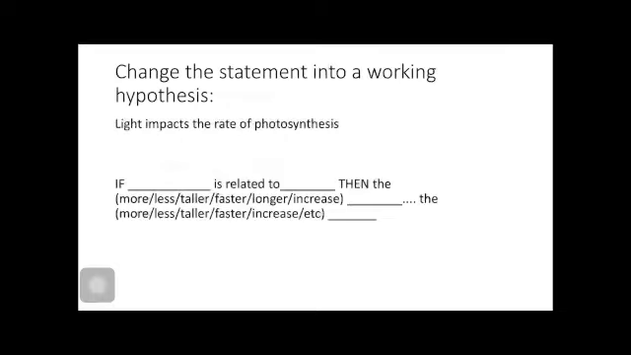Another hypothesis might have to do with light and photosynthesis. So light impacts the rate of photosynthesis. That's my observation. Plants tend to grow better in sunlight. So if the amount of light is related to photosynthesis, then I could say the more light, the taller the plant, or the increase in photosynthesis, something along those lines. And then I can begin to test it. I could have 2 groups. One group of plants is in the sunlight, the other is just in the dark. And I could conduct that experiment.